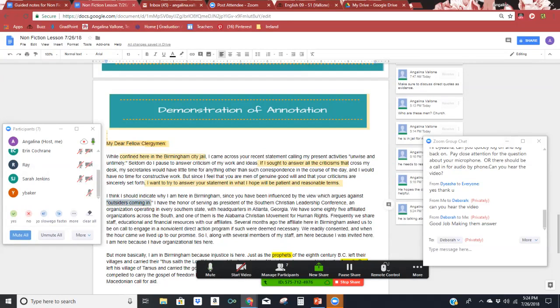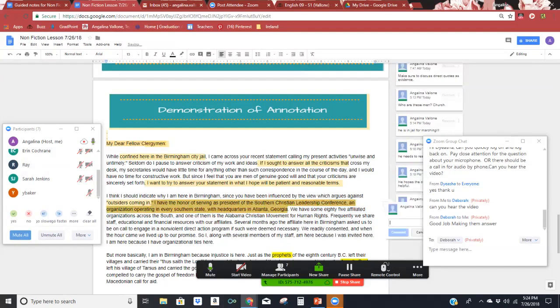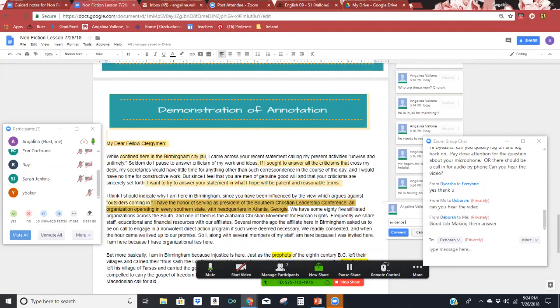But he shows how he's not an outsider with all of these facts. These would be our pieces of evidence, right? That he is a president of the Christian Leadership Conference, and it works in every southern state, including Atlanta, Georgia. So this is your evidence that proves how he is not an outsider. So I'm going to mark that as evidence that he is not an outsider.